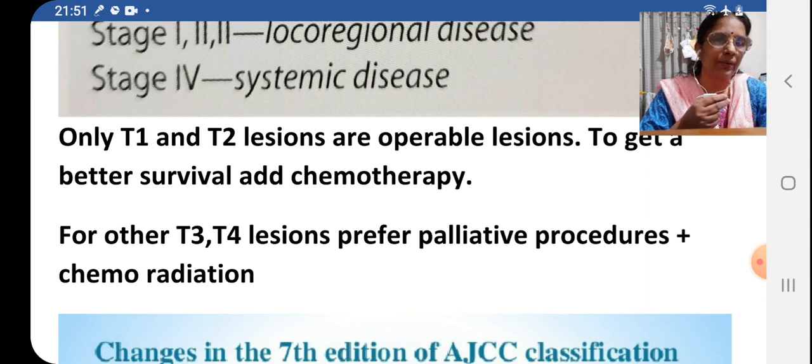And after that you have to add chemoradiation. You are giving a palliative procedure, you are doing just an anterior GJ or something like that, just to relieve the obstruction, that's all. So after that you have to give chemo and radiation.